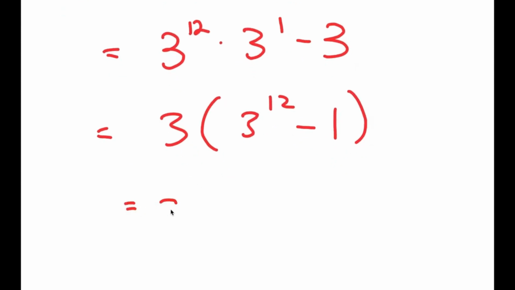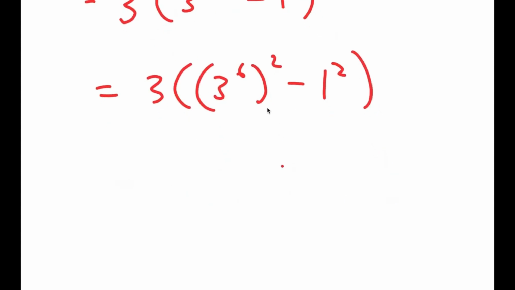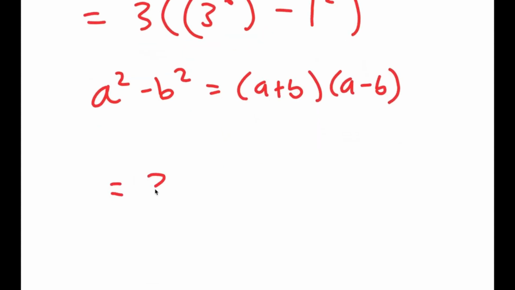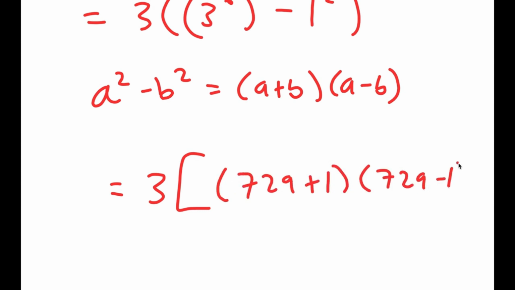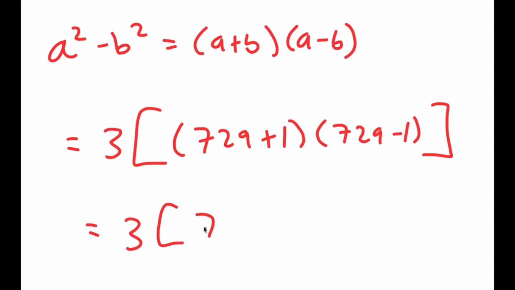Now 3 to the power of 12, I'm going to rewrite as 3 to the power of 6 times 2. And that's equal to 3 times (3 to the power of 6) to the power of 2 minus 1 squared. And I'm writing this like this because now I can use the property a squared minus b squared is equal to (a + b) times (a - b). So this turns into 3 times (729 + 1) times (729 - 1). This is equal to 730 times 728.